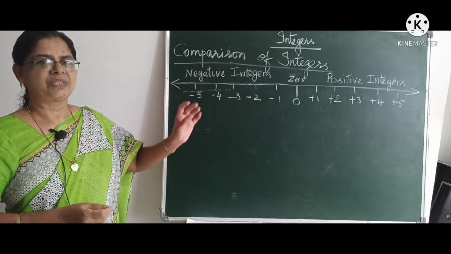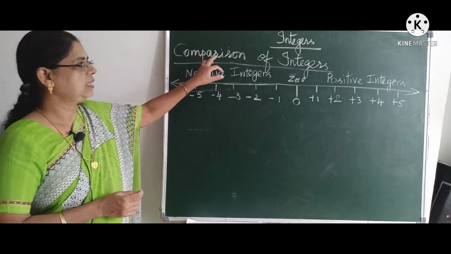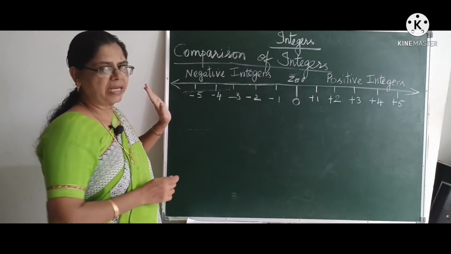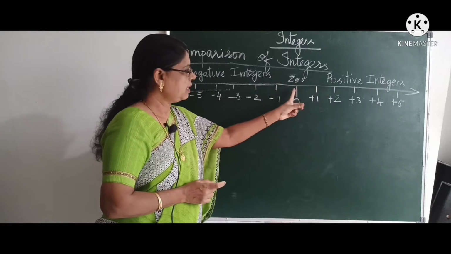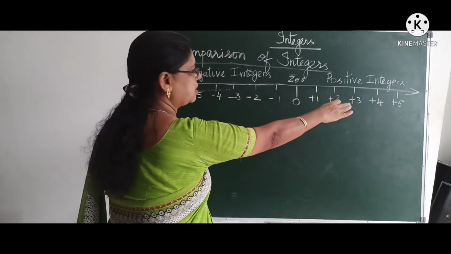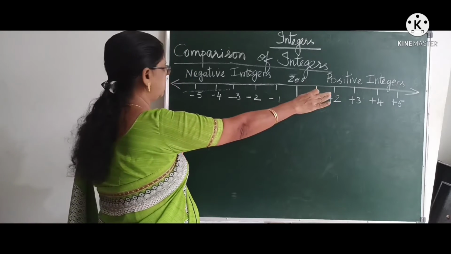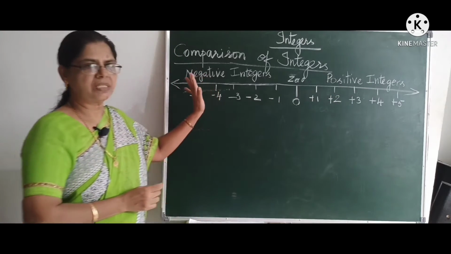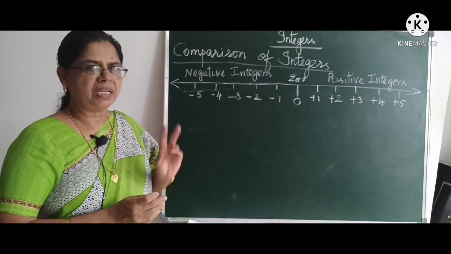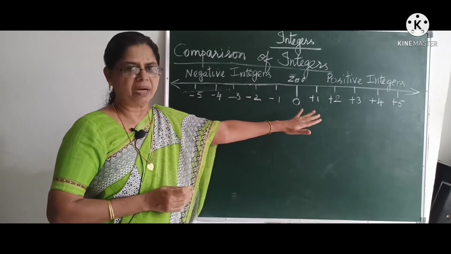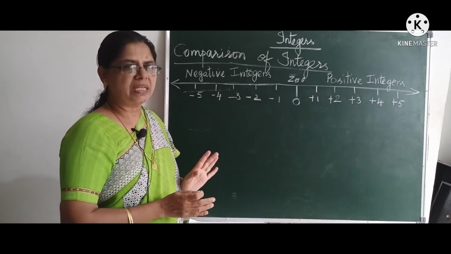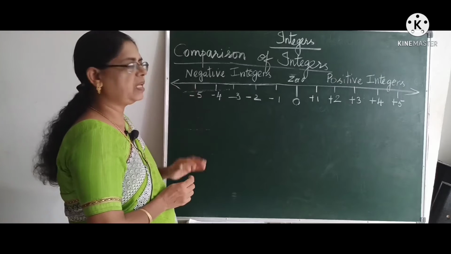Hello students, today we are going to learn comparison of integers. Let us observe this number line. On the number line, 0 is always in the middle and all the positive integers are written to the right of 0 and all the negative integers are written to the left of 0. Now, when you compare any two integers on the number line, the integer which is on the right is always greater than the integer which is on the left.